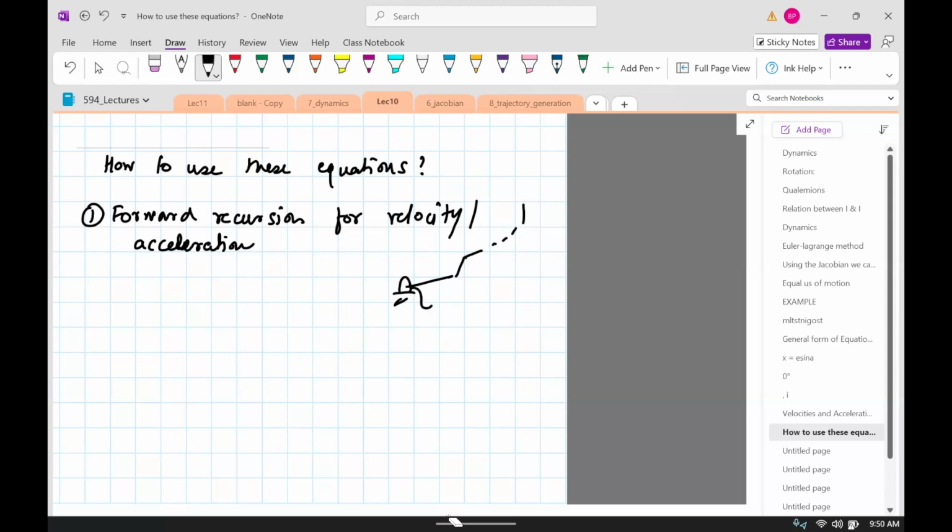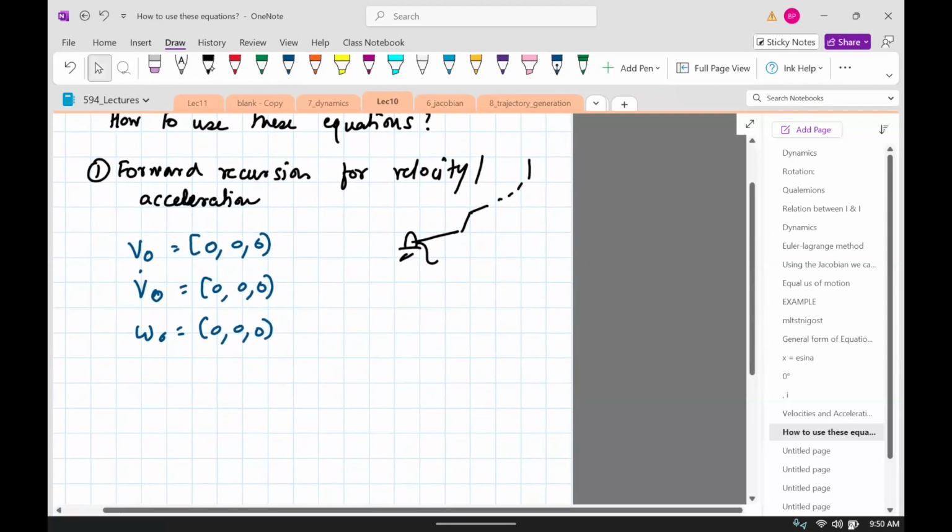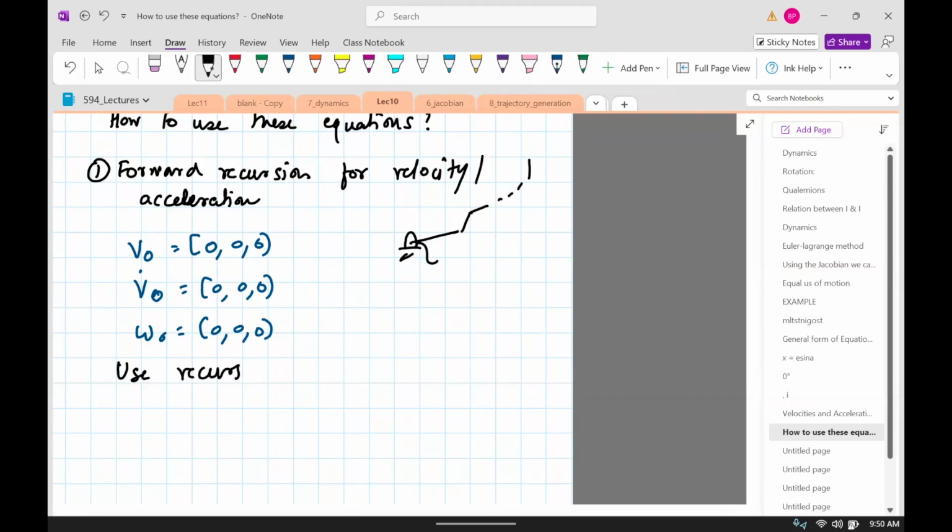The velocity of the base link is always 0, 0, 0. The acceleration of the base link is 0, 0, 0. Angular velocity of the base link is 0, 0, 0. Okay. Now, once we know that, because it's a fact, right? Because this point is 0, we can use recursion to compute V1 dot, omega 1 dot, and so on.